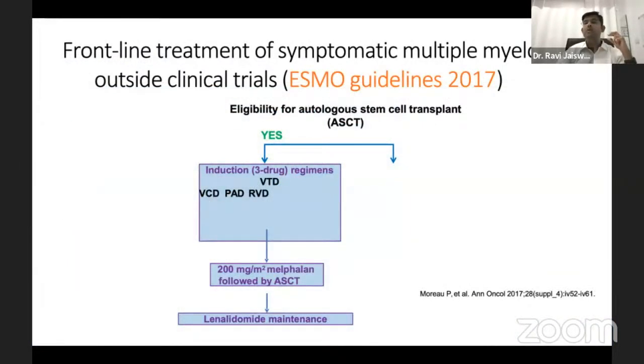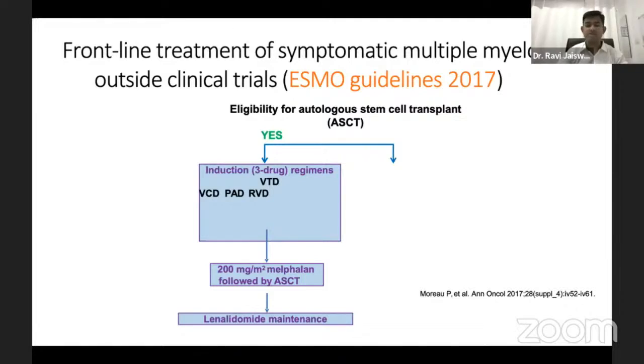Coming to 2017, back then when I was also a resident in oncology, the frontline treatment options for symptomatic patients with multiple myeloma who are transplant eligible was either a doublet or a triplet combination. If the performance status was good, we usually consider a triplet combination of a proteasome inhibitor, immunomodulator, and a steroid, like your VRD, VTD, or a VCD regimen.